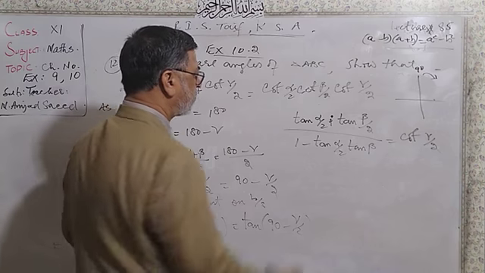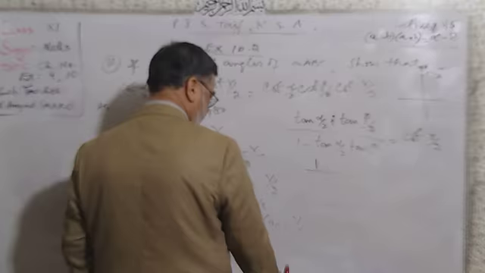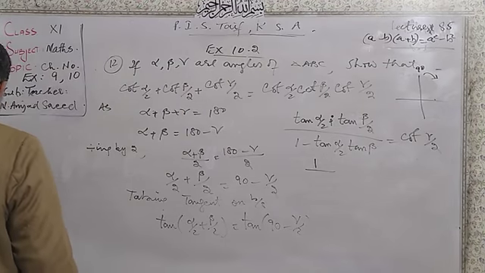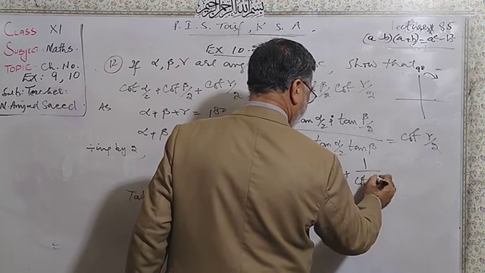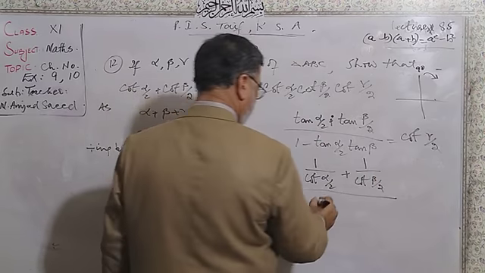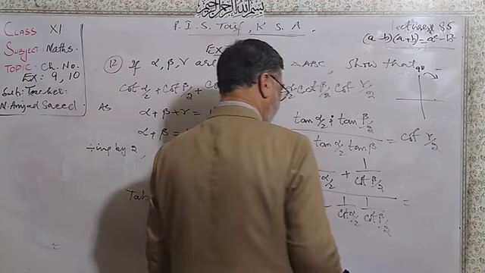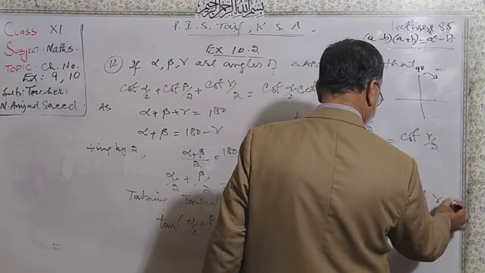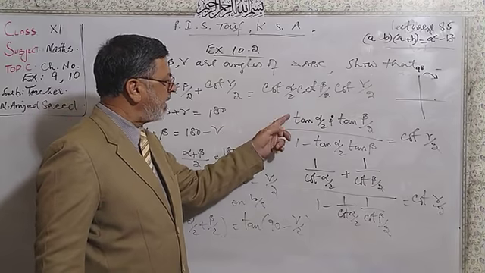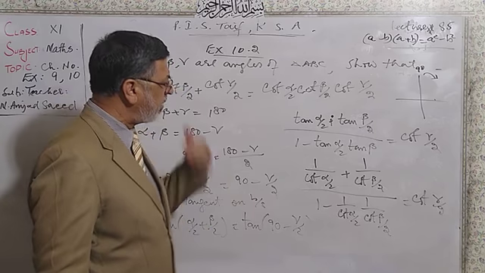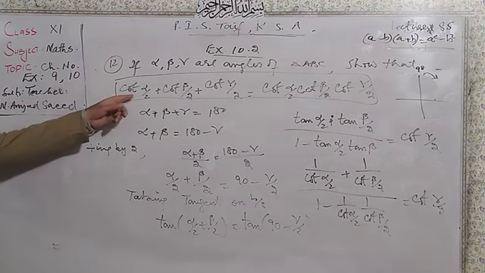Here we can write this tangent alpha by 2 as 1 over cotangent alpha by 2, plus 1 over cotangent beta by 2, whole divided by 1 minus 1 over cotangent alpha by 2 times 1 over cotangent beta by 2, that will be equal to cotangent gamma by 2. So dear students, on the left hand side, you know that tangent and cotangent are reciprocal. So I am converting tangent to cotangent because in our answer all terms are in cotangent.